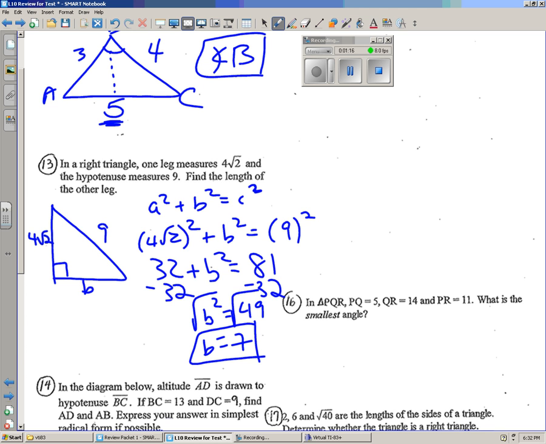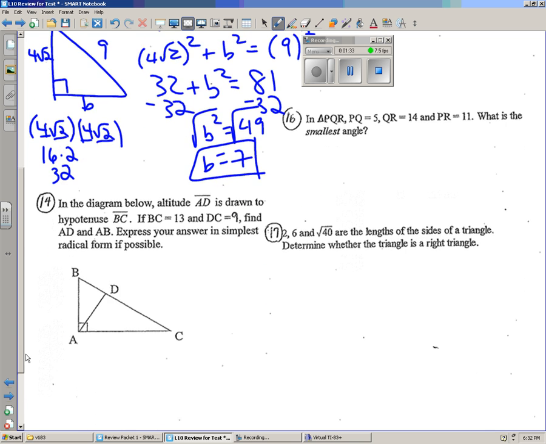By the way, if you want to do this by hand, 4 square root of 2 squared is 4 square root of 2 times 4 square root of 2. So 4 times 4 is 16. Square root of 2 times square root of 2 is square root of 4, which is 2. And 16 times 2 is 32. That's where the 32 comes from.